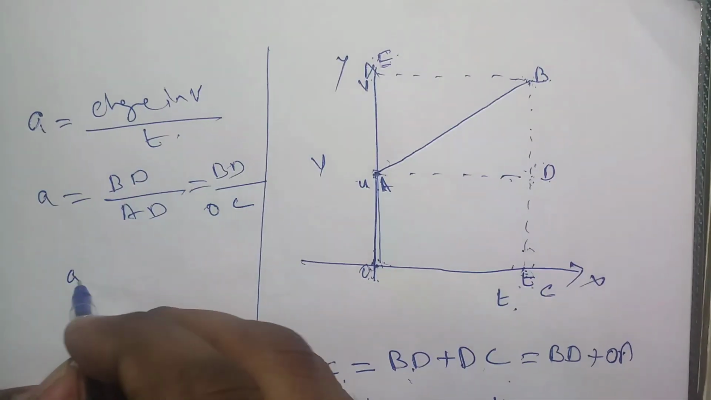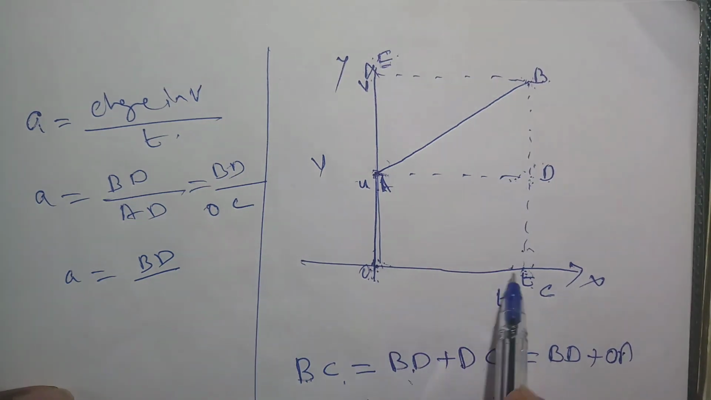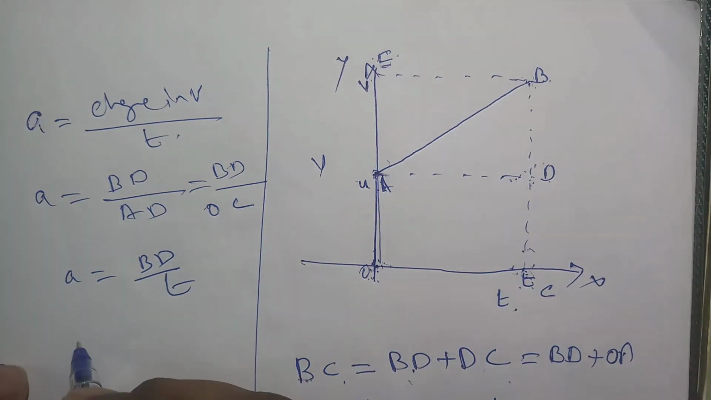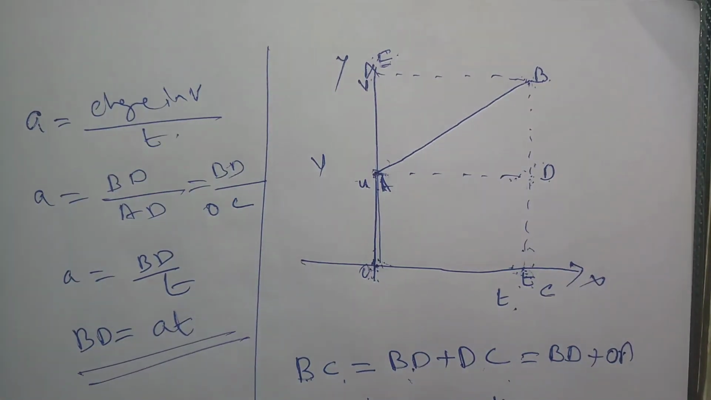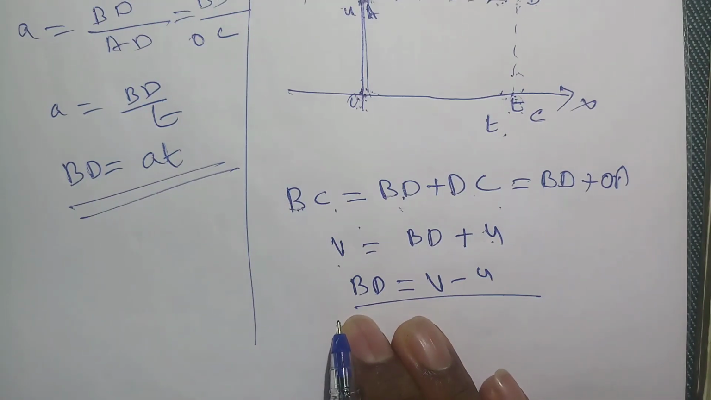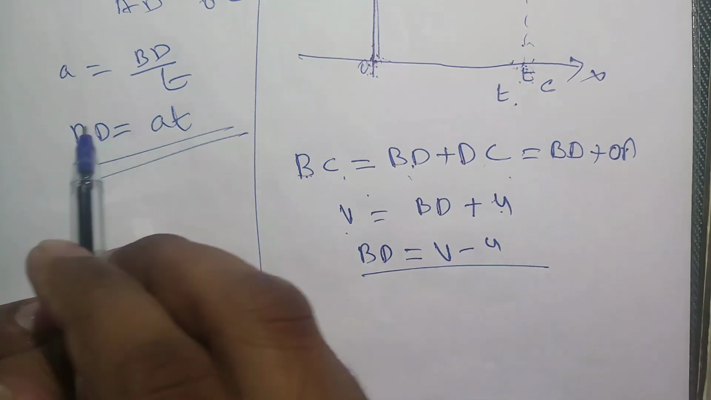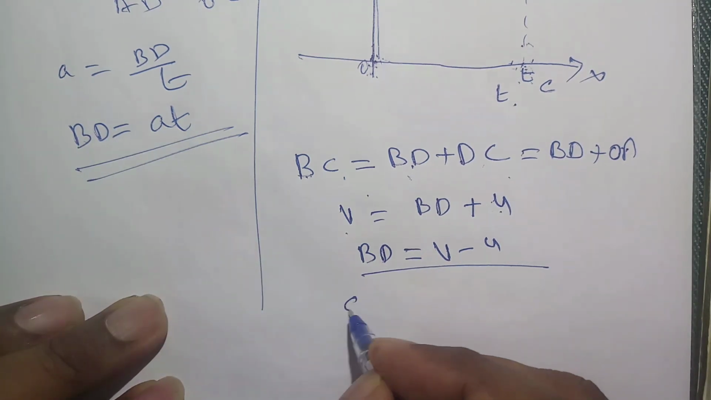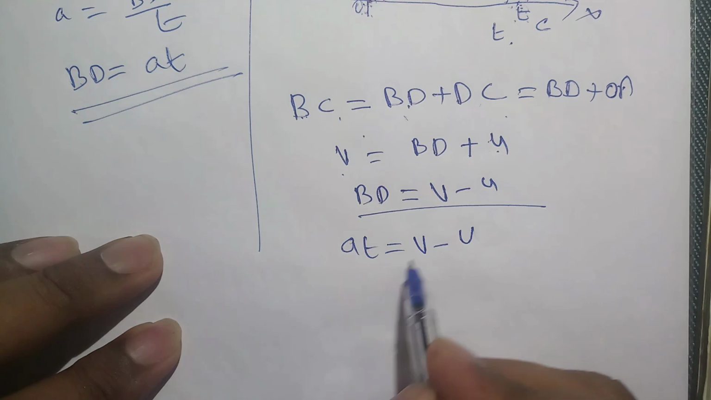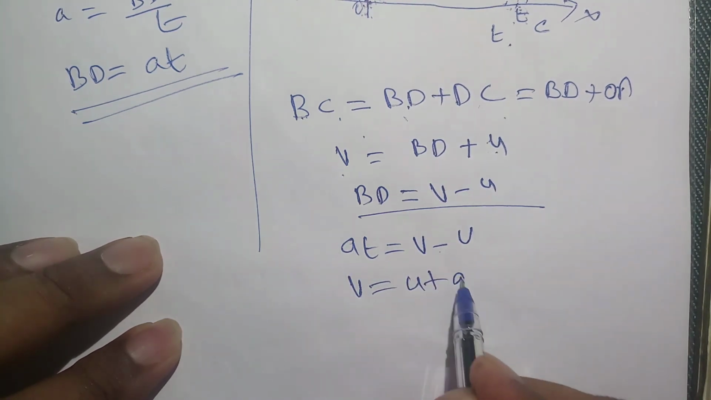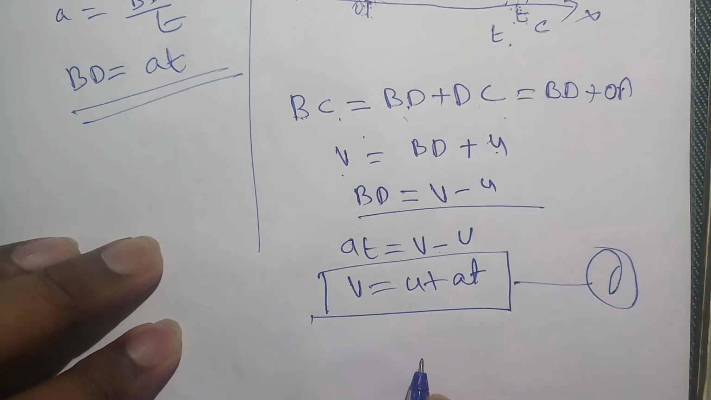Now A is equal to BD by this, what is this one? BD or AC, both are same as time T. Or simply we can write BD is equal to AT. Very simple. So in this equation here we got BD is equal to V minus U, and here we are getting BD is equal to AT. Compare these two. So what we can write? AT is equal to V minus U, or V is equal to U plus AT. This is the required equation. So this equation can be written as equation number 1.